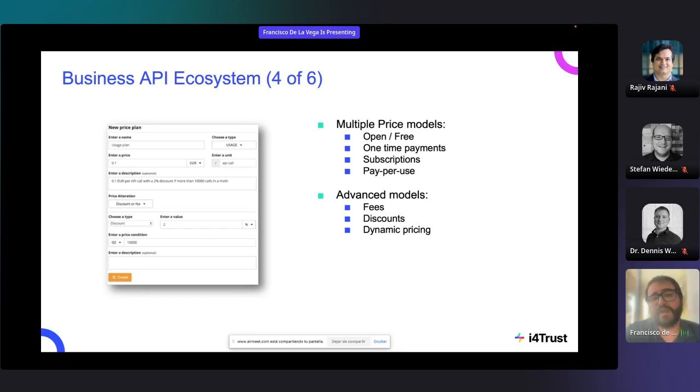Or you can create some dynamic stuff. You may have a pay-per-use model, and you can create a discount. For example, if the user makes more than 10,000 calls during the charging period, for example, during a month, you are going to give him a 2% discount in the final invoice, for example. These are the kind of models that can be created with this software.